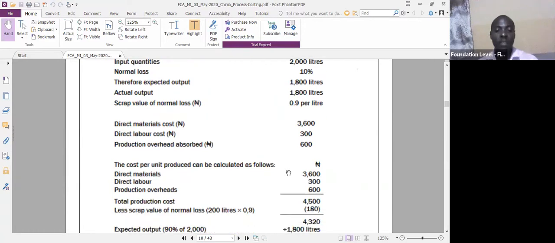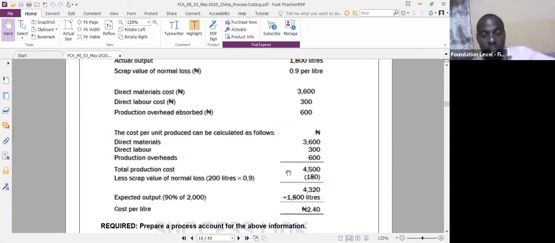Then the cost per unit can be calculated as follows. Your direct material cost is there, left hand side. Your direct labor cost is there, and the production overhead. Everything gives you 4,500. And so you don't take the whole 4,500 like we did in the previous example and put it for the value of the good product. No, because this time around, your normal loss has a recoverable value.